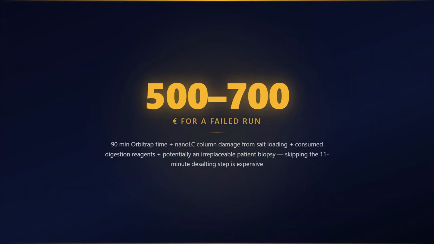A failed proteomics run due to skipped desalting: 90 minutes of instrument time, nano-LC column damage from salt loading, consumed digestion reagents, and potentially the sample itself, if it was a primary cell isolate or a patient biopsy. On a charged core facility Orbitrap, that morning costs between 500 and 700 euros. If the sample cannot be replaced, the experiment is over. It is mildly notable that the most critical step in a 16-hour sample preparation protocol takes 11 minutes and is the one most frequently skipped.